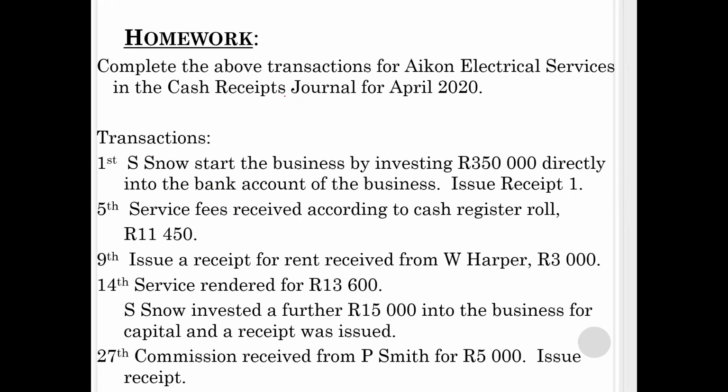Right, what do they say? They say: complete the above transactions for Icon Electrical Services in the cash receipts journal for April 2020. So the name of the business is Icon Electrical Services. You are going to complete the CRJ, the cash receipts journal, for April 2020. Then I give you transactions, right?